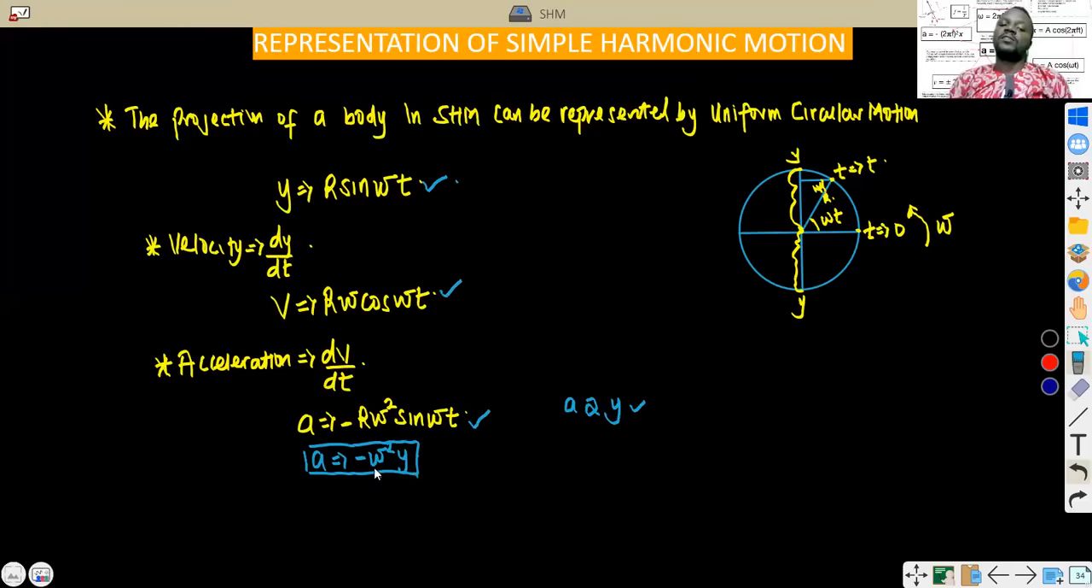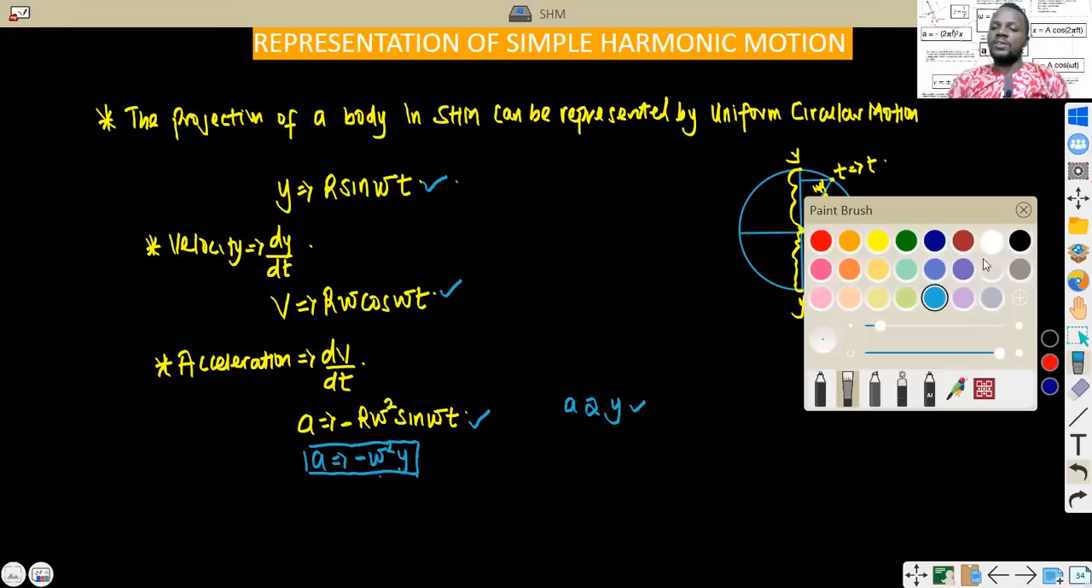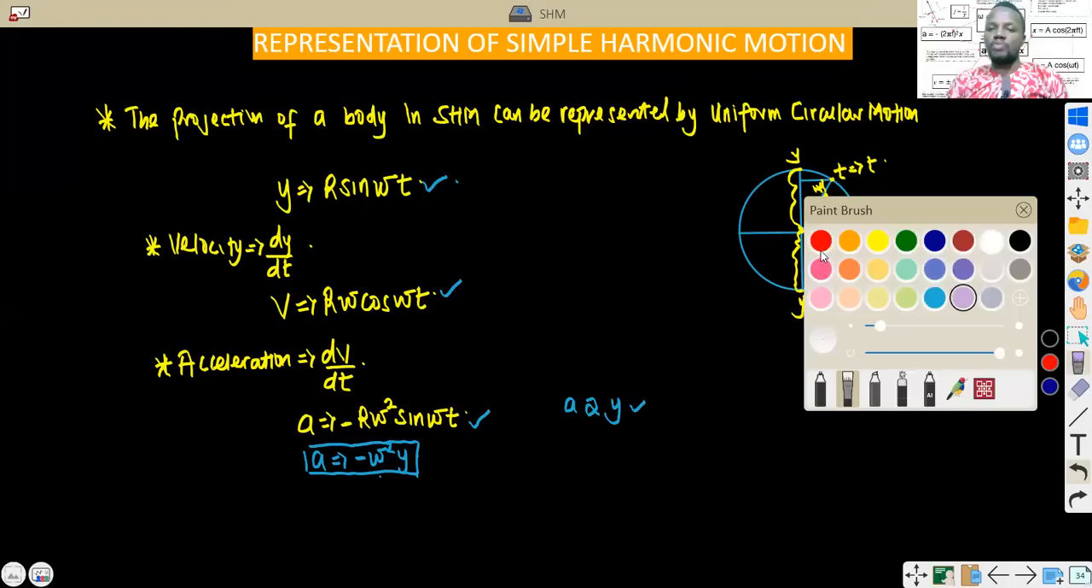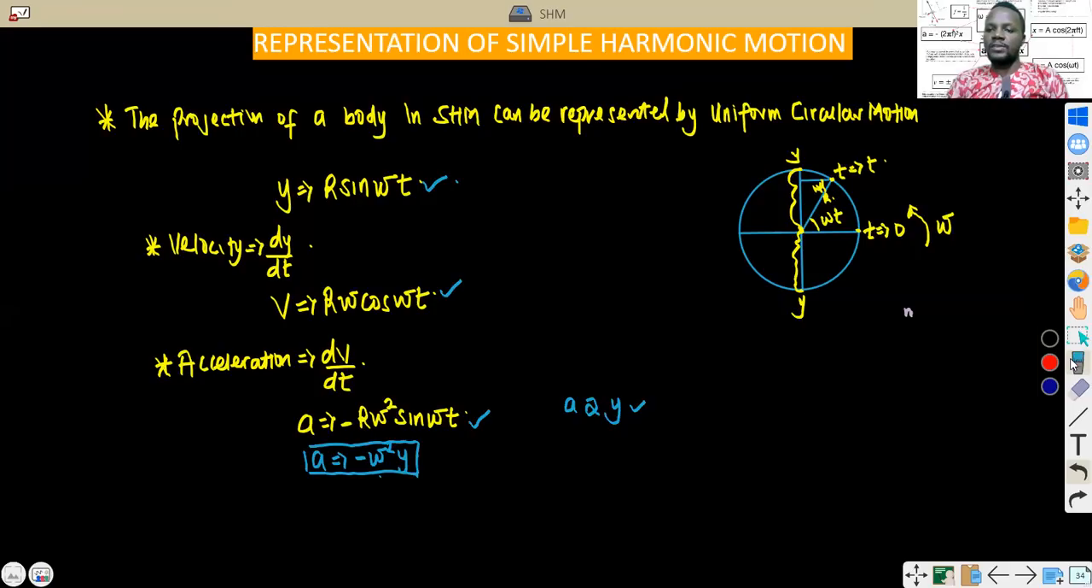So my point here is that the negative sign is just telling us the direction in which the body is moving, either towards the negative axis or the positive axis. So the point here we just need to keep in mind, always, as usual, you always have something to keep in mind, is that, excuse me, I think we can go for a white.